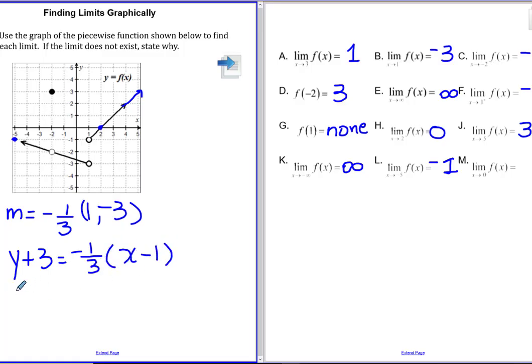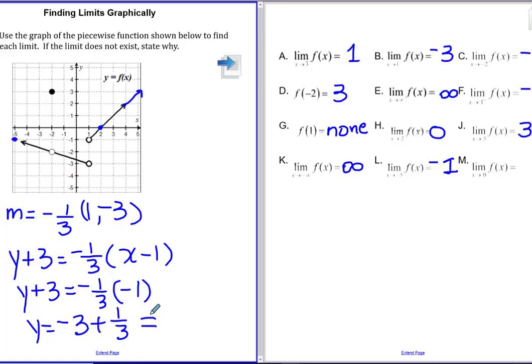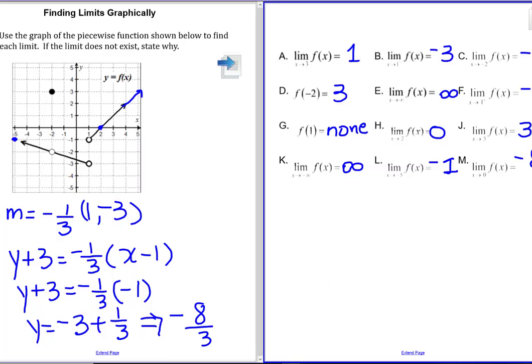So when you approach 0, y plus 3 equals -1/3 times -1. So we got y equals -3 plus 1/3. So y is heading towards -8/3 because that's -9/3 plus 1/3. That one took a little more work to figure out. Okay.